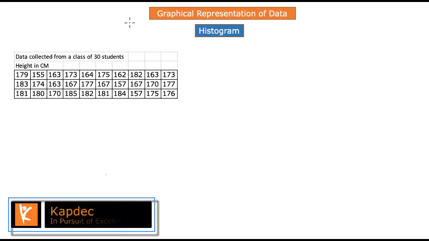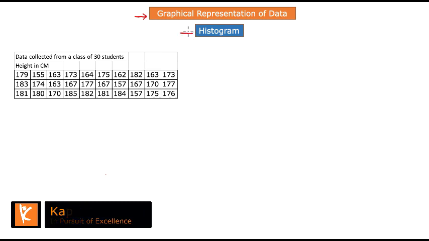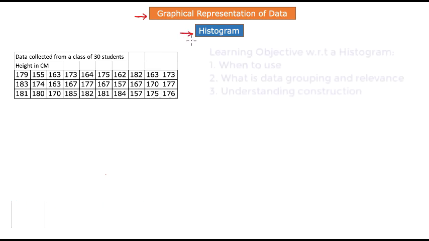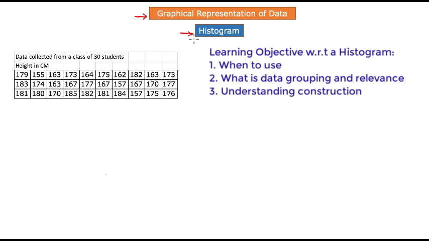Let us study another way of graphical representation of data, and it is called the use of a histogram. Our learning objective in the study of histogram is threefold. One is that we want to understand what a histogram is and when to use it. Second is what grouping is and how it is relevant to the construction of a histogram. And third is, of course, to construct a histogram.